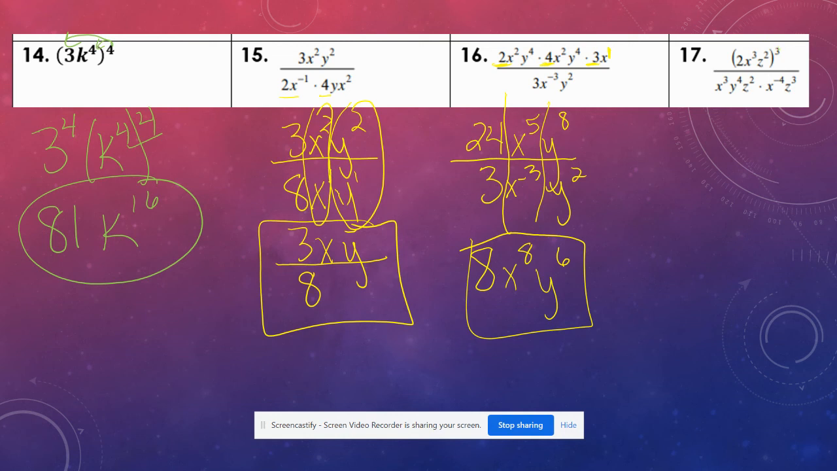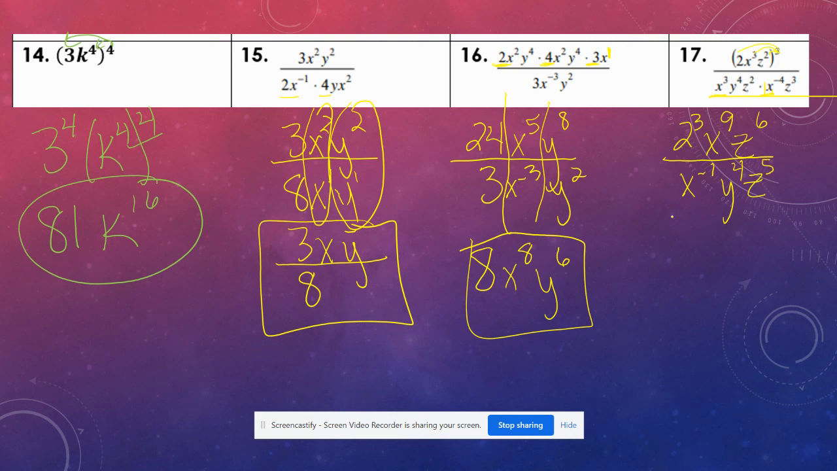Number 17. If I start on the top, this third power goes to all three of these. 2 to the third power. Third power times third power is 9th. And second power times third power is 6th. On the bottom, like terms, x and x. So 3 plus negative 4 is negative 1. The y, we don't have a like term for. Z squared and z to the third, 2 plus 3 is 5.